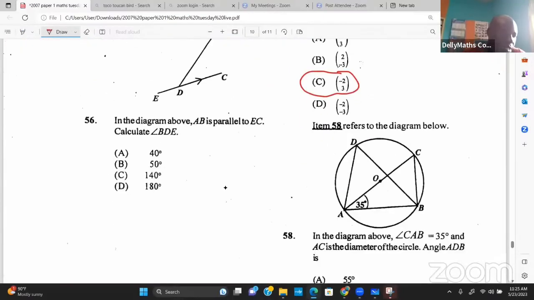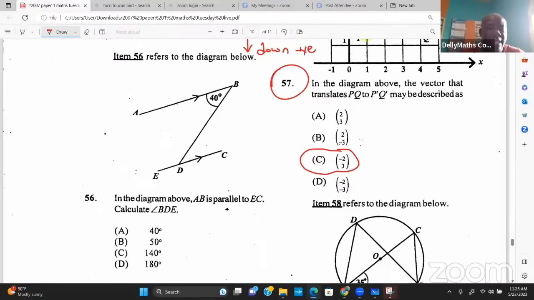All right. In the diagram above, AB is parallel to EC. Calculate angle BDE. Now let's mark the angle first, BDE, from B to D to E, this. Now, this is a nice idea. You can do it a number of ways. I'm going to give you two approaches.